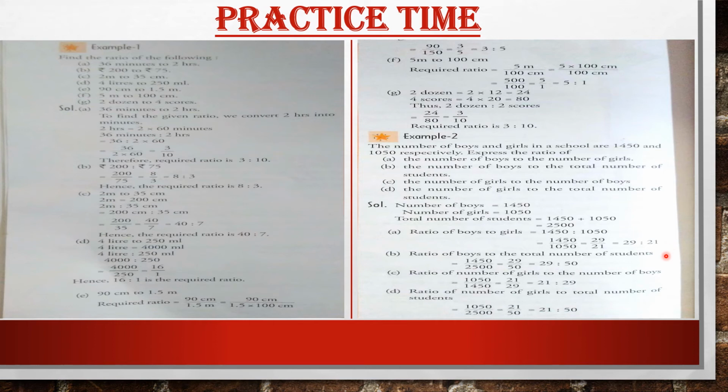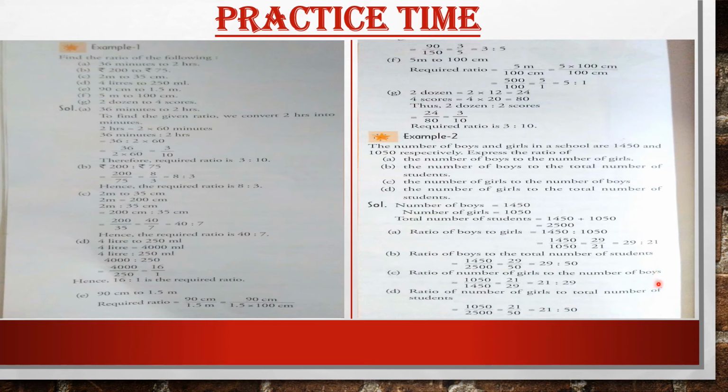Question B. Ratio of the boys to the total number of students equals 1450 divided by 2500. Find the simplest form of 1450 and 2500. The HCF of 1450 and 2500 is 50 and we get 29 by 50. Hence the ratio of boys to the total number of students equals 29 is to 50.